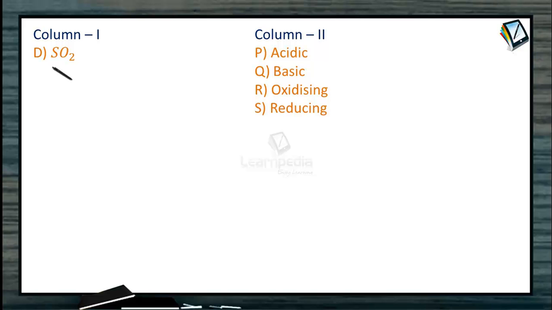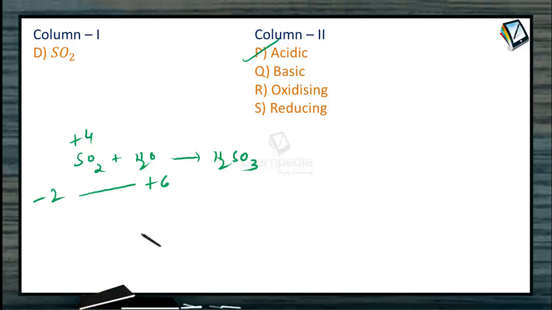Whereas sulfur dioxide is an acidic oxide, because when sulfur dioxide is dissolved in water, we get sulfurous acid. So sulfur dioxide is the anhydride of sulfurous acid, and this is also acidic in nature. Here the oxidation number of sulfur is +4, which is in between the lowest, -2, and the highest, +6. Whenever an element exists in an intermediate oxidation state, that particular compound acts as both an oxidizing agent as well as a reducing agent.